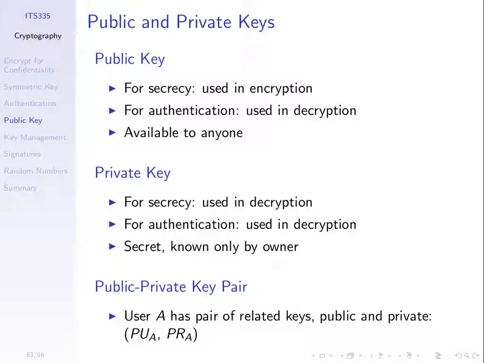And we usually write them instead of K for key. To distinguish between public and private, we usually write PU for public and PR for private. We can't just use P because they start with the same letter. And we talk about a particular user having their own key pair. So user A has their key pair, public key of A and private key of A.